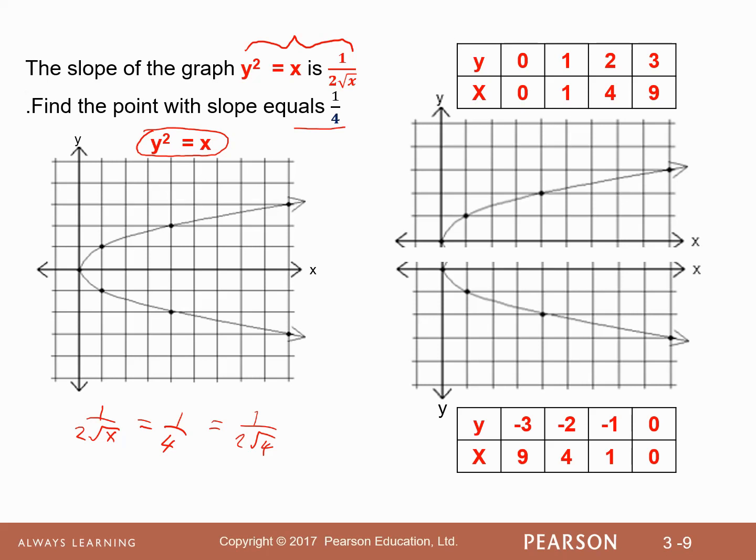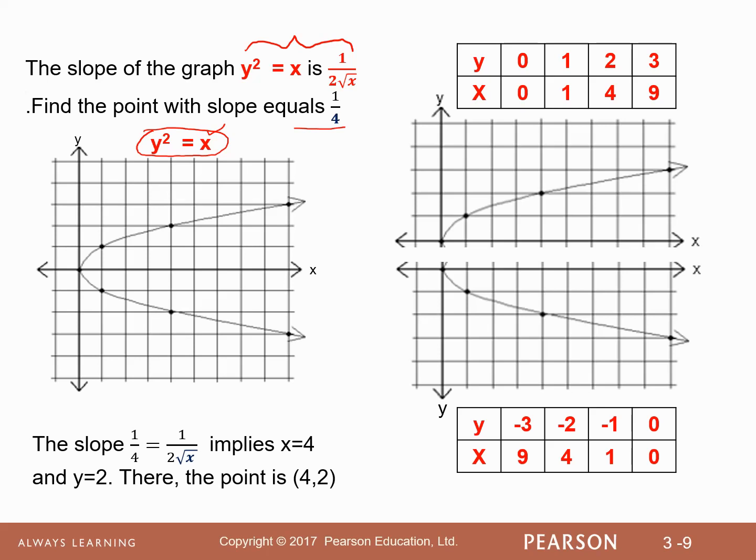So if we know that x is equal to 4, what would the value of y be? For this graph, if x is equal to 4, what is the value of y? Yes, 2. Let's just take the positive side. It's equal to 2. Good. Very good. So the slope which we are given, 1 over 4, is equal to 1 over 2 square root of x. This implies x is equal to 4. If x is equal to 4, that means y is equal to 2. The point we are looking for is the point (4, 2). Is that clear?